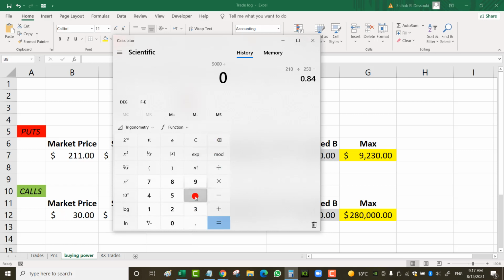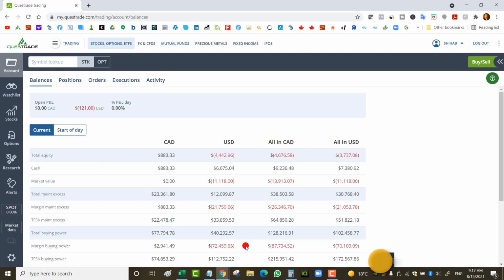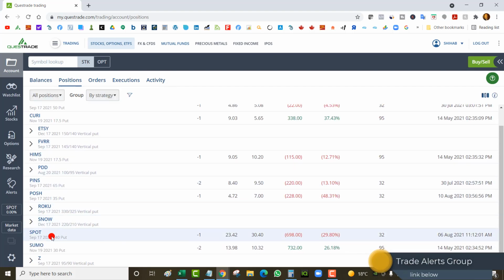Sorry, from 6,000 to 9,000. So the stock dropped 16%, but my buying power for the trade went up 50%. So yeah, that's the main risk of naked puts, is the buying power required to hold the trade if it goes against you. So going back to my positions, all I could do is really wait.